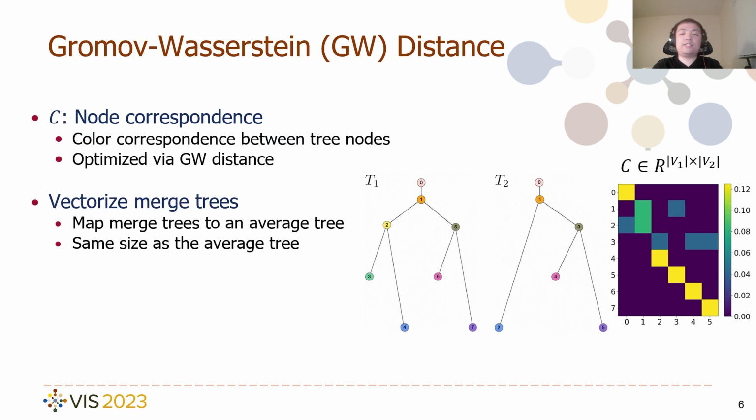How do we convert merge trees into vectors of the same size and still preserve their structural correspondence? We can achieve this goal by using the Gromov-Wasserstein distance between merge trees, which uses optimal transport. Rather than going into the technical details, let's focus on this example. In this example, we use the color correspondence to show structural correspondences between two merge trees of different sizes. In order to convert these two merge trees into vectors of the same size, we map these merge trees to an average tree. Then, we can represent the merge trees as trees with the same size as the average tree. For more technical details, please refer to our paper.